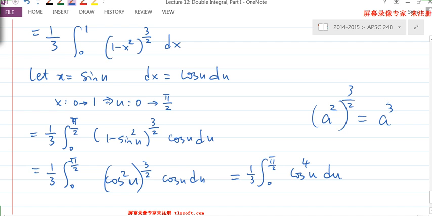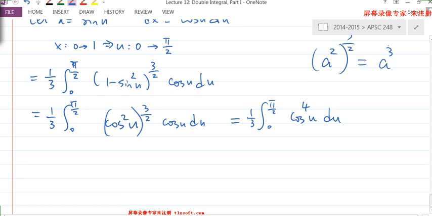Actually, it's not as simple as it looks. So you will need to apply a formula. If you do this, then the next step is to apply integration by parts. If you do this manually, otherwise, you do have a formula for this.